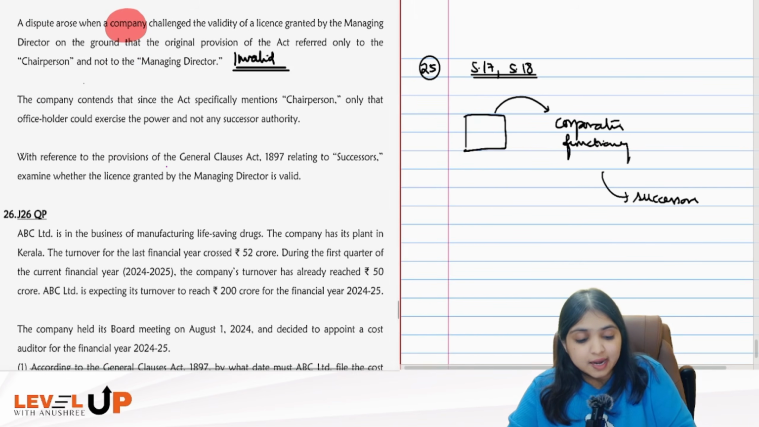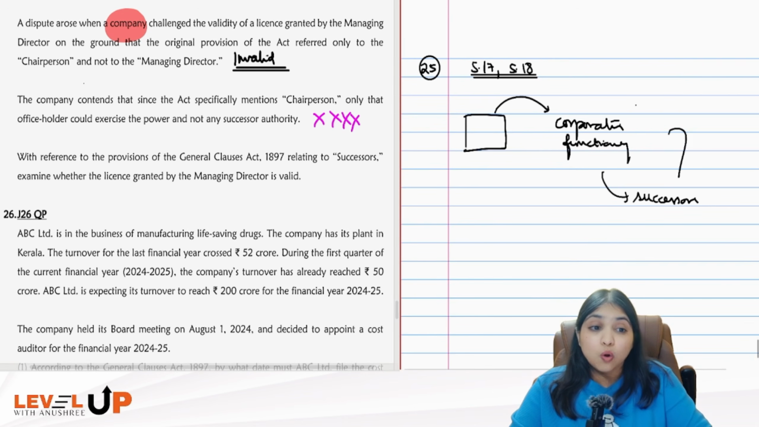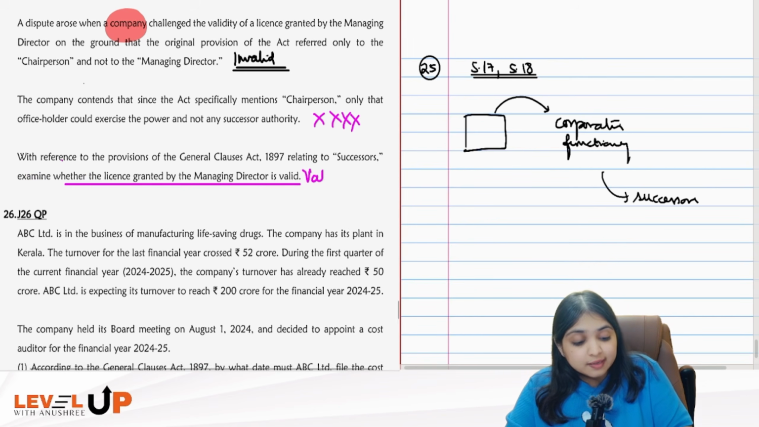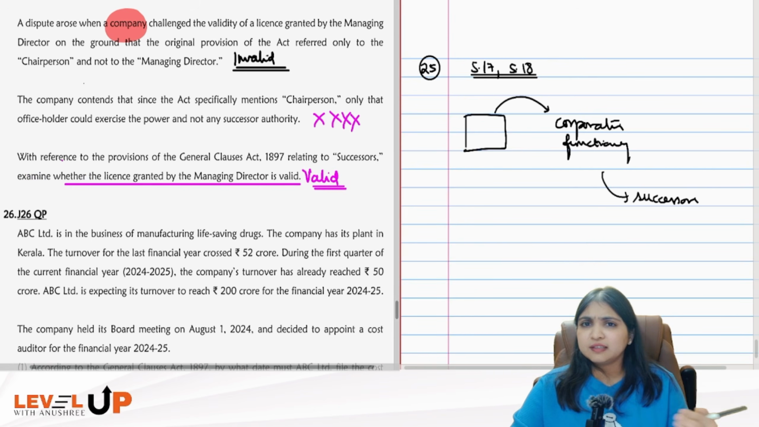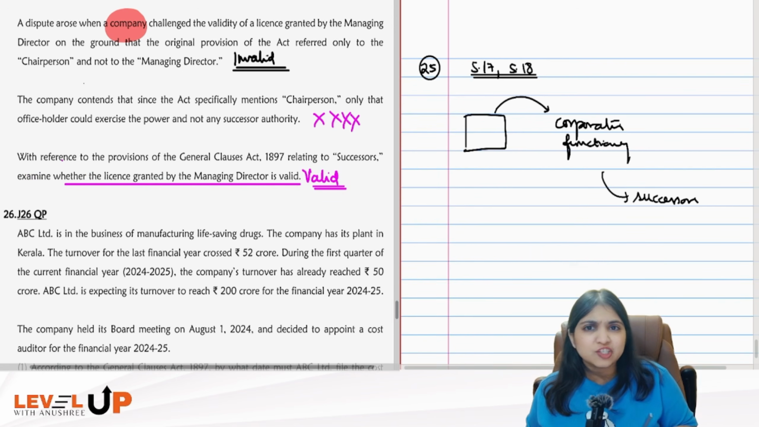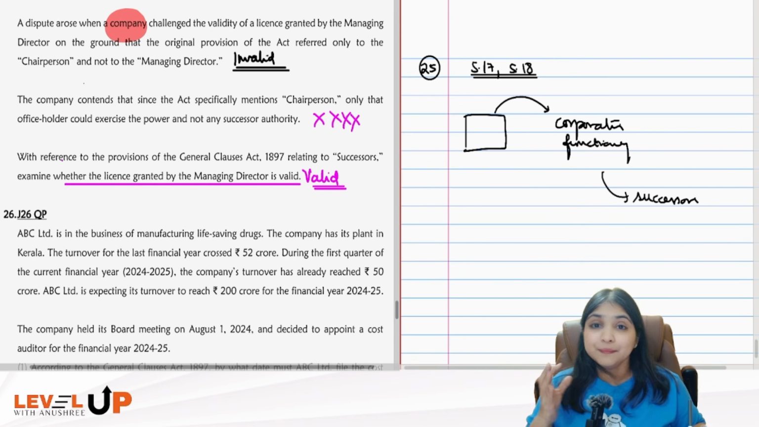The company contends that since the Act specifically mentions chairperson, only that office holder could exercise the power and not any successor authority. No, this is wrong. When the law gives power to a corporation or functionary, it will also automatically apply to the successor. So, with reference to the provisions of the GC Act relating to successors, examine whether the license granted by the managing director is valid. Yes, it is definitely valid. The managing director will become the successor of the chairperson. Whatever license was issued by the chairperson was valid earlier, so in the same way whatever license is issued by the managing director will also be perfectly valid.